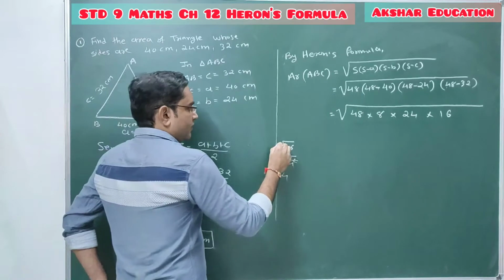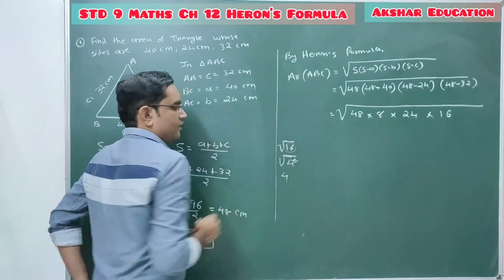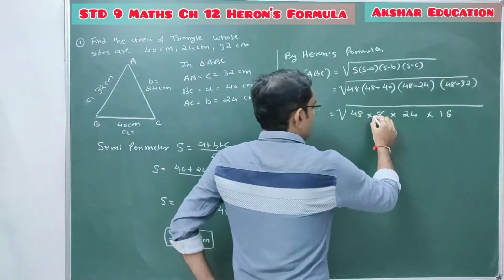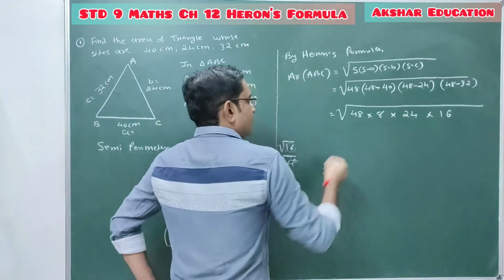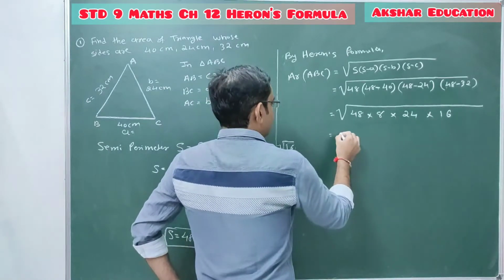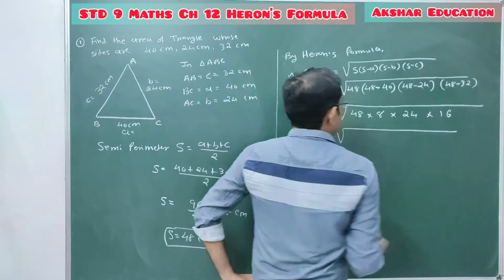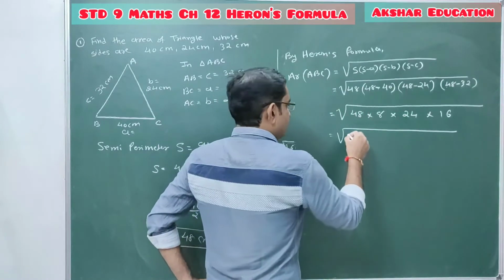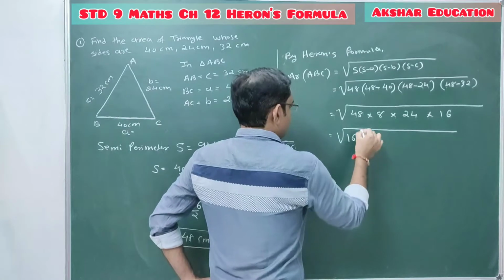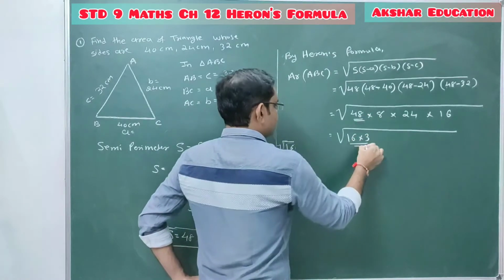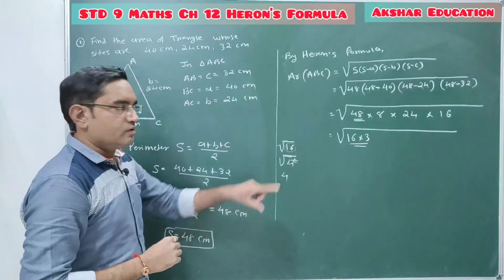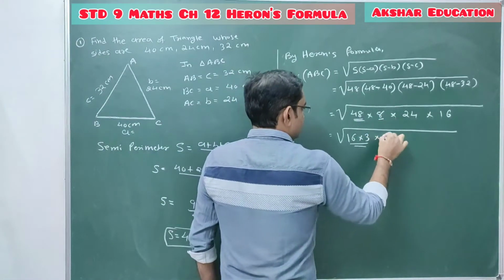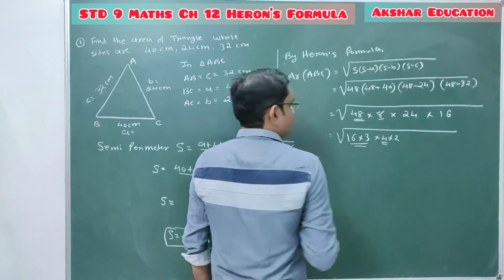In short, to find the square root of this term, we require perfect square numbers under our square root. So here we are trying to convert these numbers into factors that are perfect square numbers. So this 48: the factors of 48 are 16 times 3 is 48, because 16 is a perfect square number. Now writing this 8 as 4 times 2 is 8, because 4 is a perfect square number.